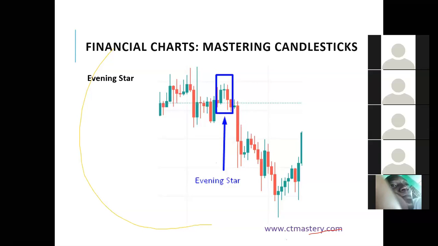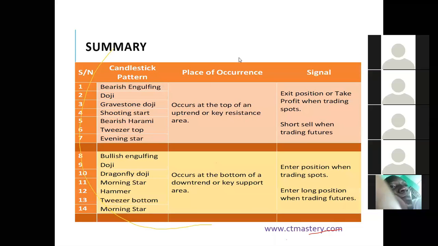So this brings us to the end of the collection of the candlestick patterns that I've selected. And I did a table to show us the summary of what these are. I listed the candlestick patterns, places of occurrence, and the signal. Before we can take a pattern seriously, we should expect it to occur at a certain area.